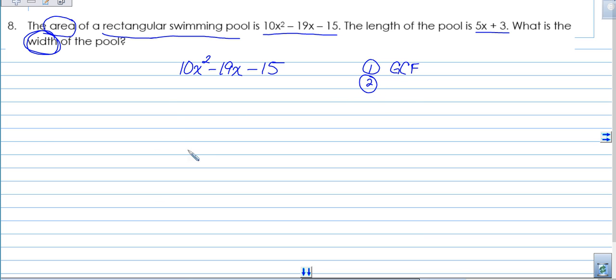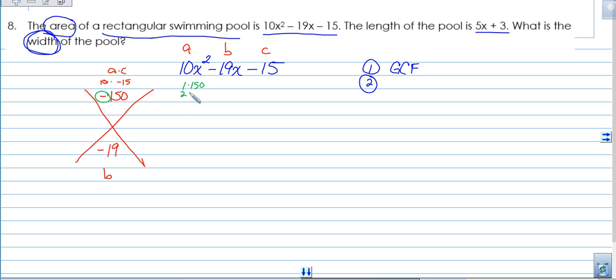The next thing you want to try to do is the x factor. So you do the a times the c and the b here. Remember, this is a, b, and c. You do 10 times negative 15, you get negative 150. You get negative 19 here. We want the numbers that multiply to give us negative 150, and we'll subtract to get us 19.